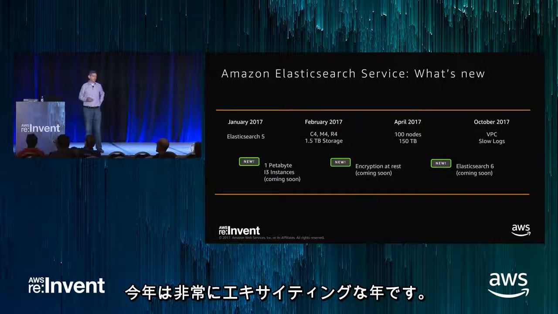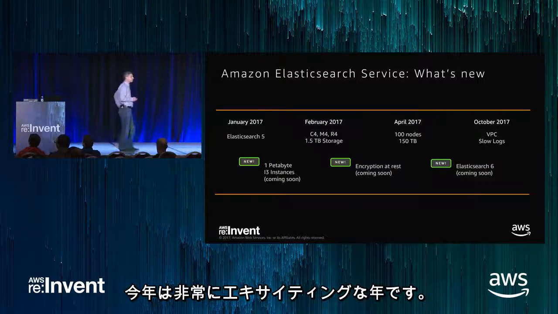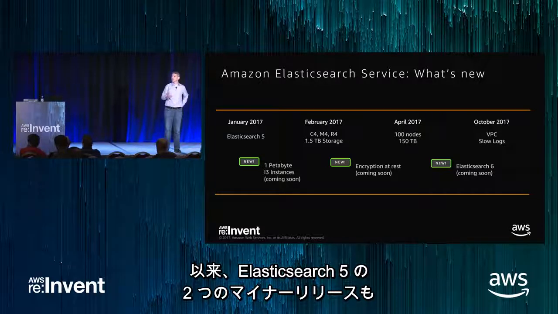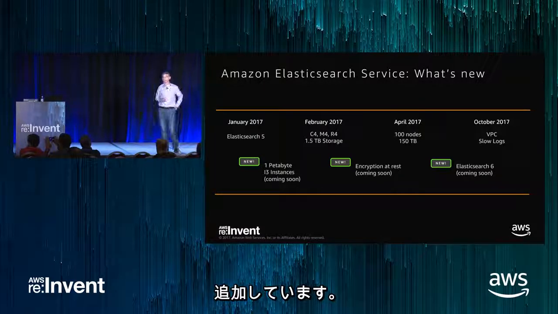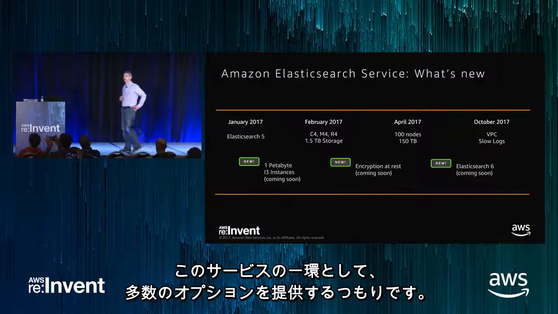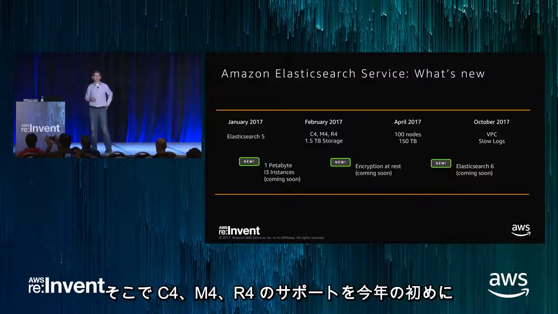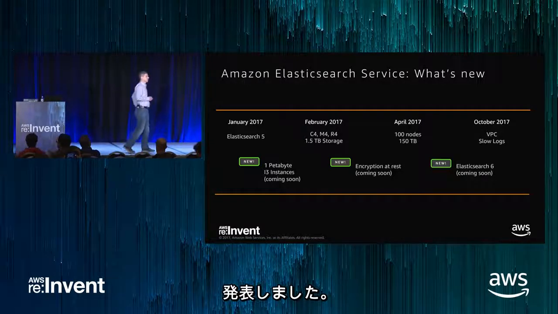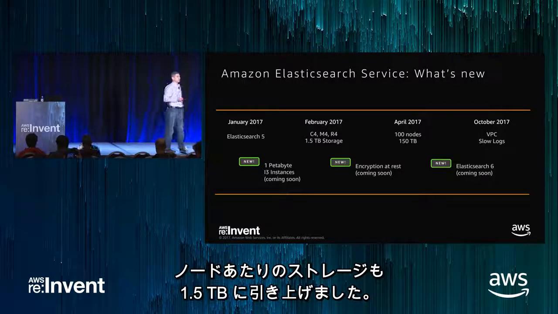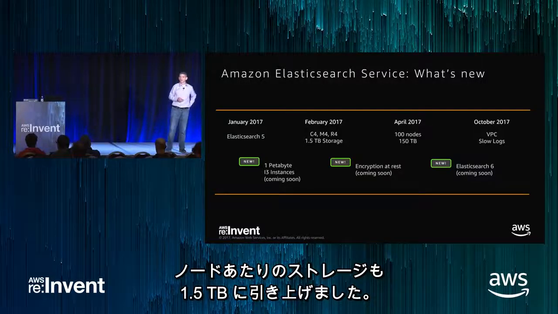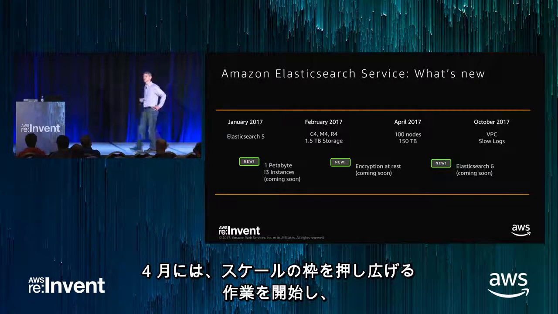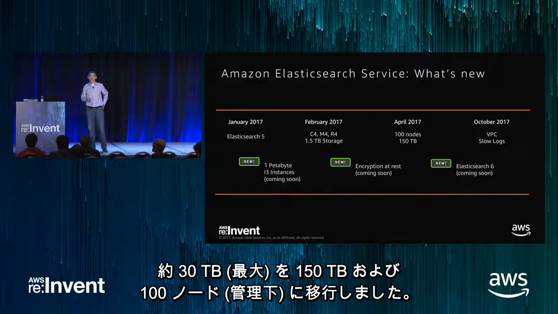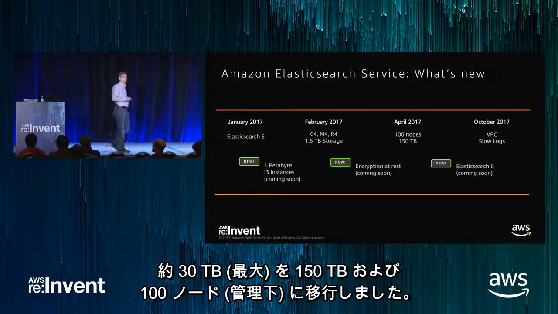So this year has been a really exciting year for us. In January, we started with the release of Elasticsearch 5. We've actually had 2 additional minor releases of Elasticsearch 5 since then. We try and make sure that we deliver a lot of choice to you as part of this service. So we launched support for C4s, M4s, and R4s earlier this year. We also increased the per node storage to 1.5 terabytes. And in April, we really started to push the envelope on scale, moving from about 30 terabyte max to 150 terabytes and 100 nodes under management.